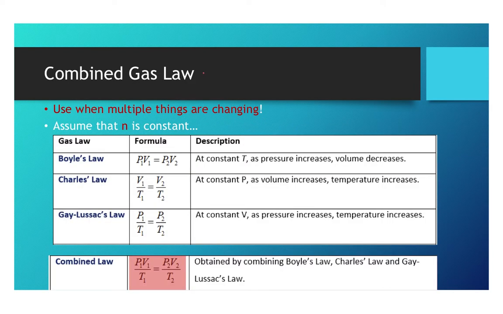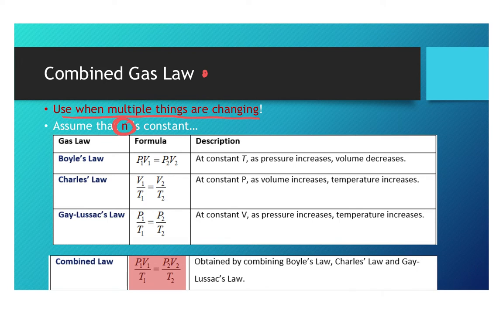So the combined gas law is something we use when multiple things are changing, when we have a change in temperature and the number of particles and the volume, etc. When we use the combined gas law, we use it when multiple things are changing. The only thing we assume is constant is the number of moles of substances.